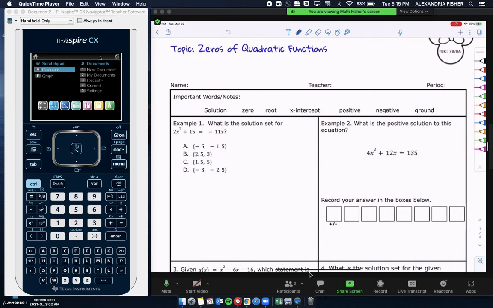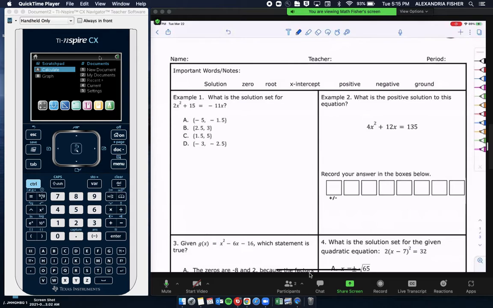Talk about 7b 8a, zeros of quadratic functions. So let's go over these important words: solution, zero, roots, x-intercept, and ground. Remember, all of these mean the same thing. They mean the x-intercept, where we touch the x-axis.